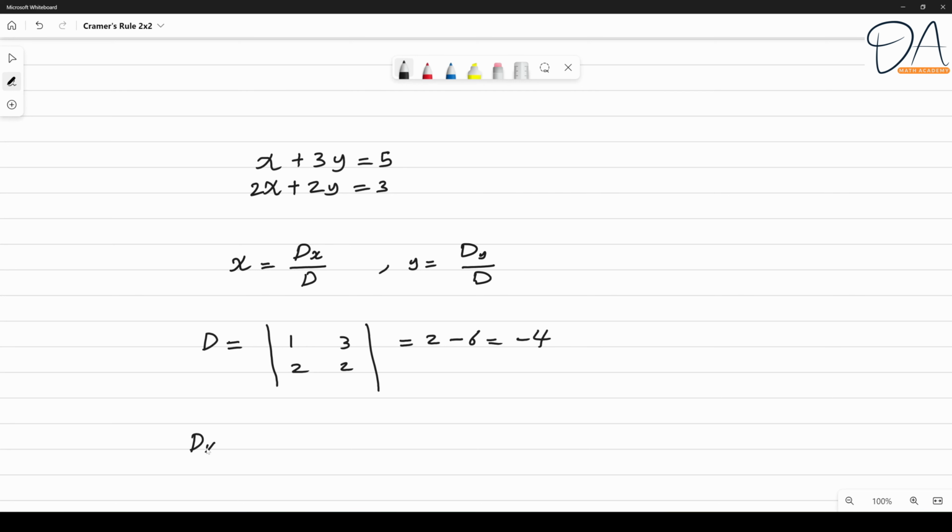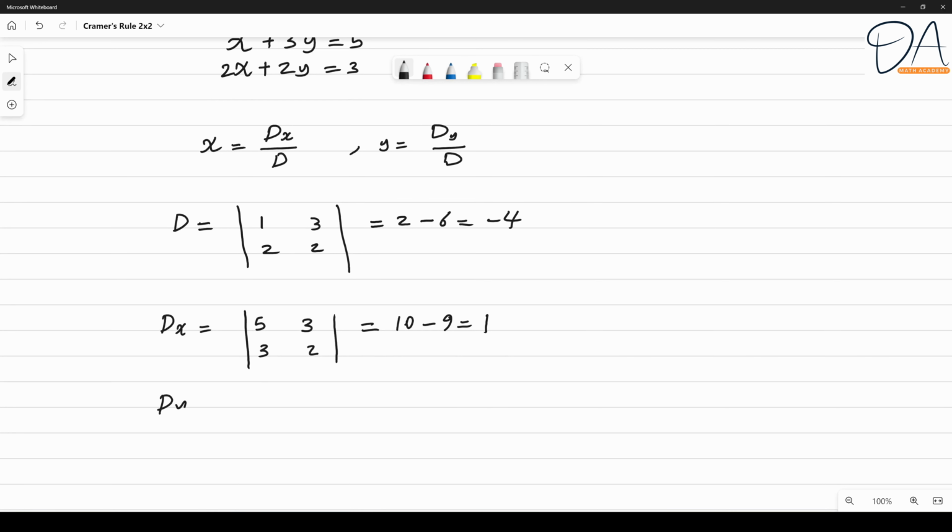Dx, we can form it also easily. It is the same as D, except that we are replacing the coefficients of x with the constant coefficients. So the coefficients of x are 1 and 2. So we're going to replace them with the constants, which are 5 and 3. And then this remains as is. So again, this is very simple to compute. 5 times 2, that is 10. And then 3 times 3, 9. This gives us 1.